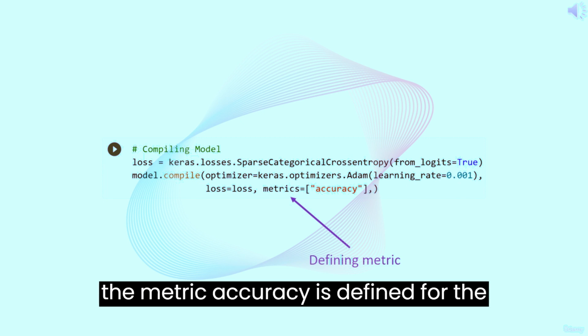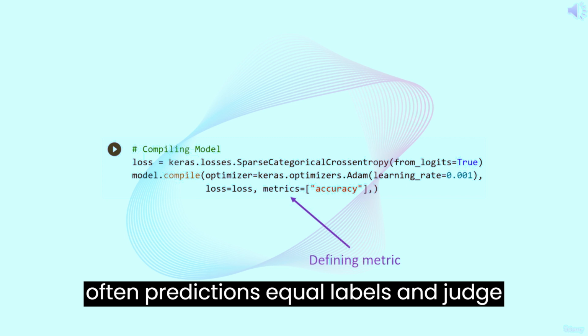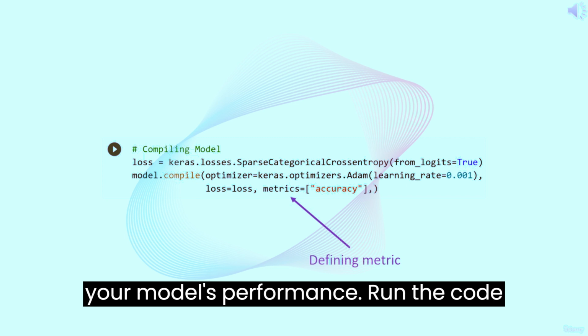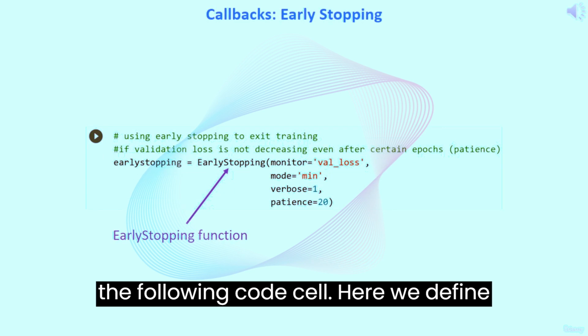Finally, the metric accuracy is defined for the model. This metric is used to monitor how often predictions equal labels and judge your model's performance. Run the code cell to compile the model. Scroll down to the following code cell.